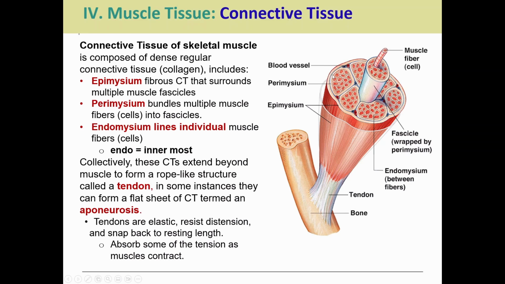These connective tissues go beyond the muscles to form the tendon. So they extend down and form the tendon to attach us to bone. These are elastic. They can go back to their normal shape after stretching. And this is so that when our muscles contract, we have some sort of tension and we can pull on whatever body part, whatever bone is going to allow us to move.